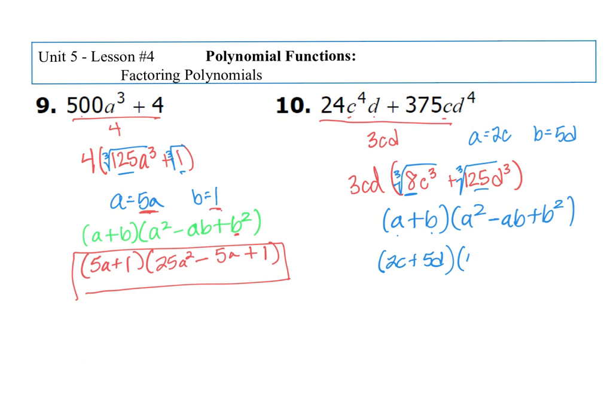2c times 2c is 4c squared. Minus sign, a times b is 2c times 5d, which would be 10cd. Plus sign, 5d squared means 5d times 5d, 25d squared. Close it up, and we're done.